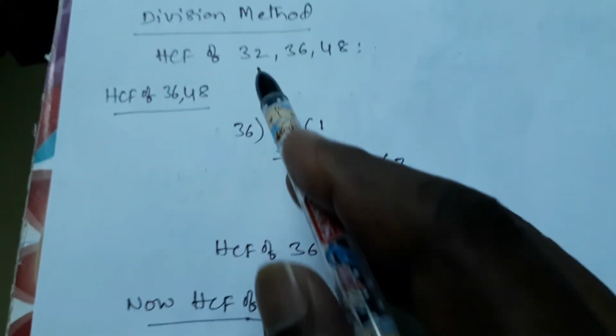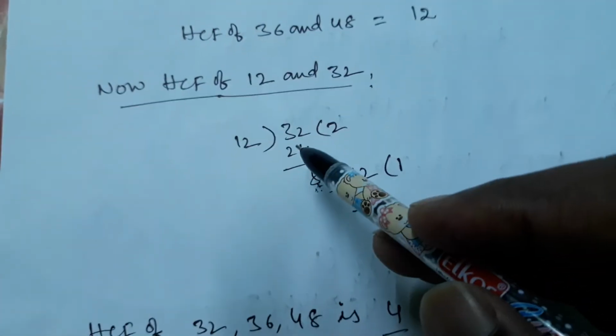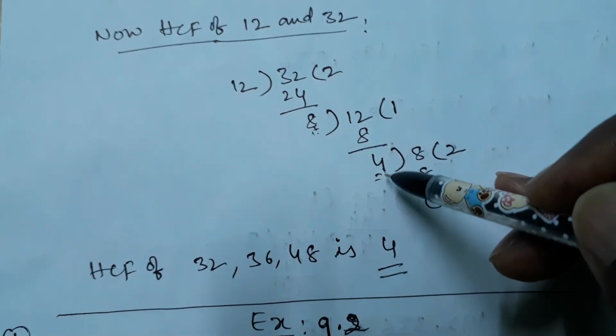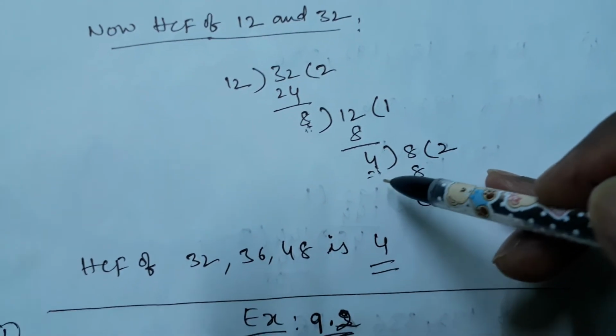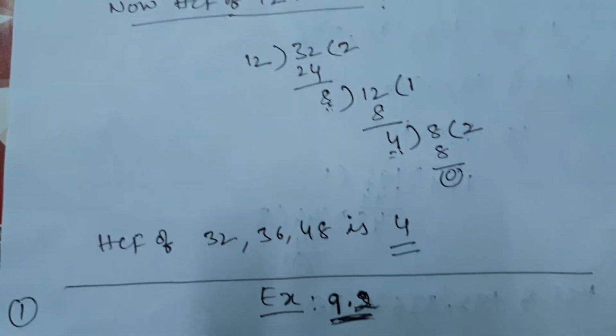Now with this answer, find the HCF of 12 and the answer, and the next number, 32. Then again, the same process. In the same process, what is the final divisor you get? That final divisor is the highest common factor of the given numbers. So this is the method.